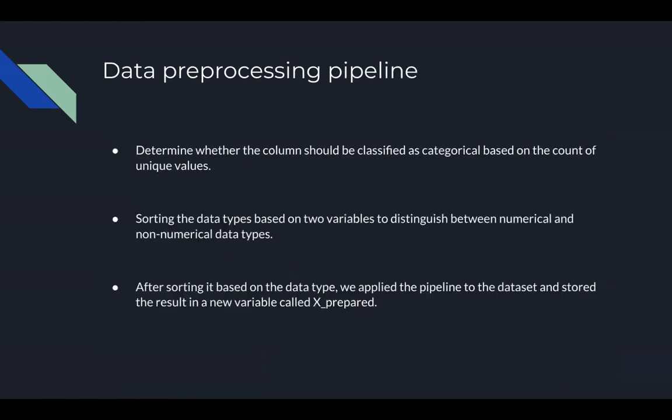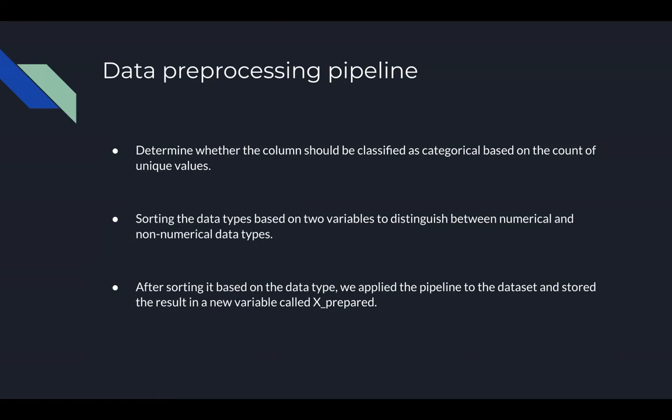To begin, we determine whether each column should be classified as categorical, a decision based on the count of unique values. This process ensures that each variable is appropriately identified for subsequent processing. Next, we take a strategic approach by sorting the data types based on two variables. This method allows us to distinguish between numerical and non-numerical data types, paving the way for tailored pre-processing strategies.